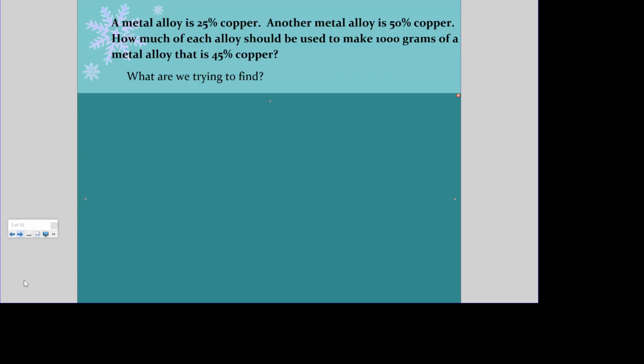A metal alloy is 25% copper. Another metal alloy is 50% copper. How much of each alloy should be used to make 1,000 grams of a metal alloy that is 45% copper?